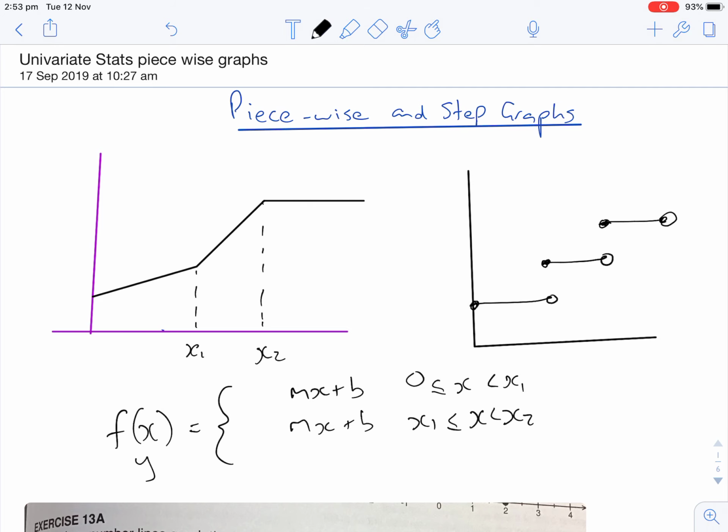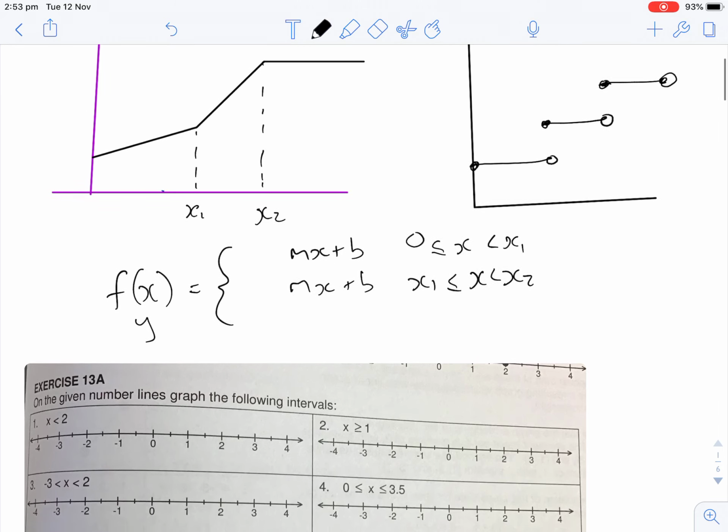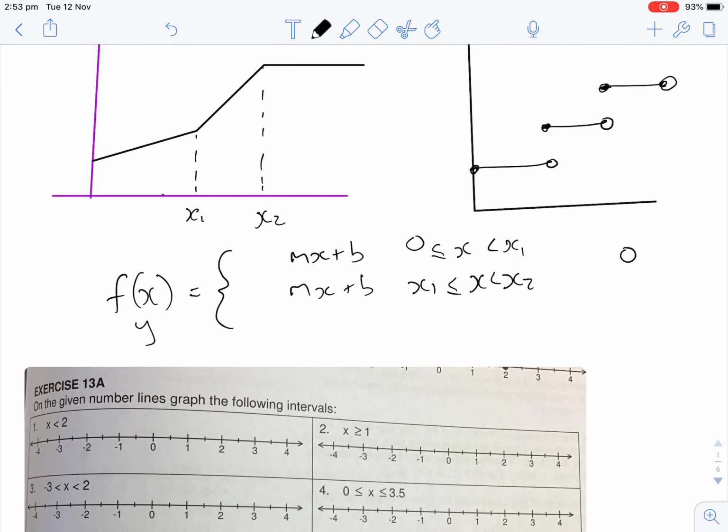Now, the first thing we need to understand is what the open circles and the closed circles mean. So basically in all of these graphs, an open circle means that I've got a less than or a greater than sign, and so I show that it doesn't actually include that number with an open circle. And a closed circle means that I've got a less than or equal to, or greater than or equal to. So the closed circle shows that it actually includes that number.